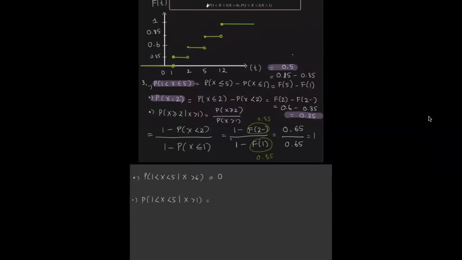Last one, we use conditional probability again. This one intersect with x greater than 1. Just give the expression itself. Okay, the denominator we calculated above, so I will just copy it down. And then this value can just be used, this value subtract when x equal to 5.